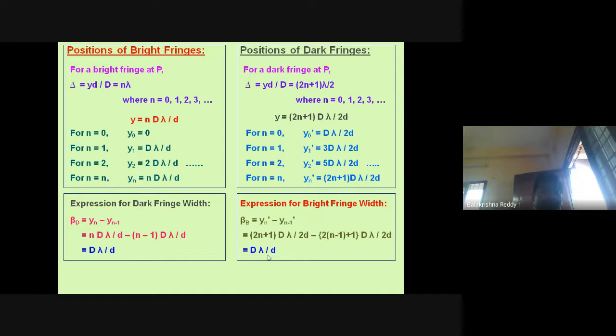Sir, how to find the fringe width? Okay, how to find the fringe width? That we need to discuss here. First, the distribution of intensity. We found the dark fringe position, the bright fringe position, and their width also. How the intensity is distributed on the screen, that we have to see now.